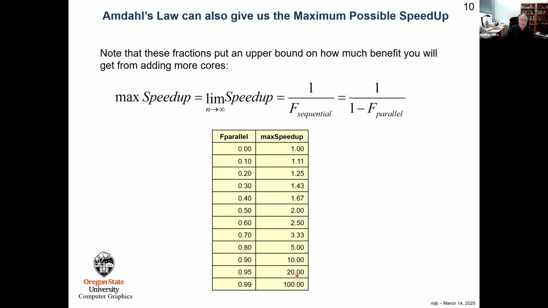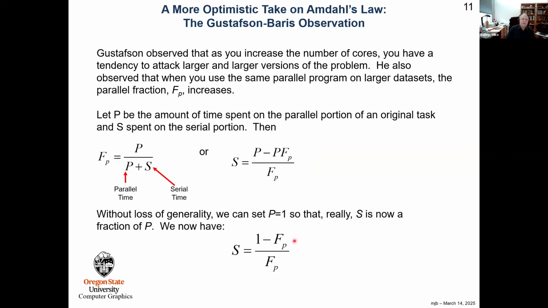Okay? And again, this helps you decide things like, how much money should we spend to get more cores? Well, given the parallel fraction that this piece of code has, we are only going to get a factor of 5 no matter what we do. Okay, this is because those curves flatten out. So this is good to know.